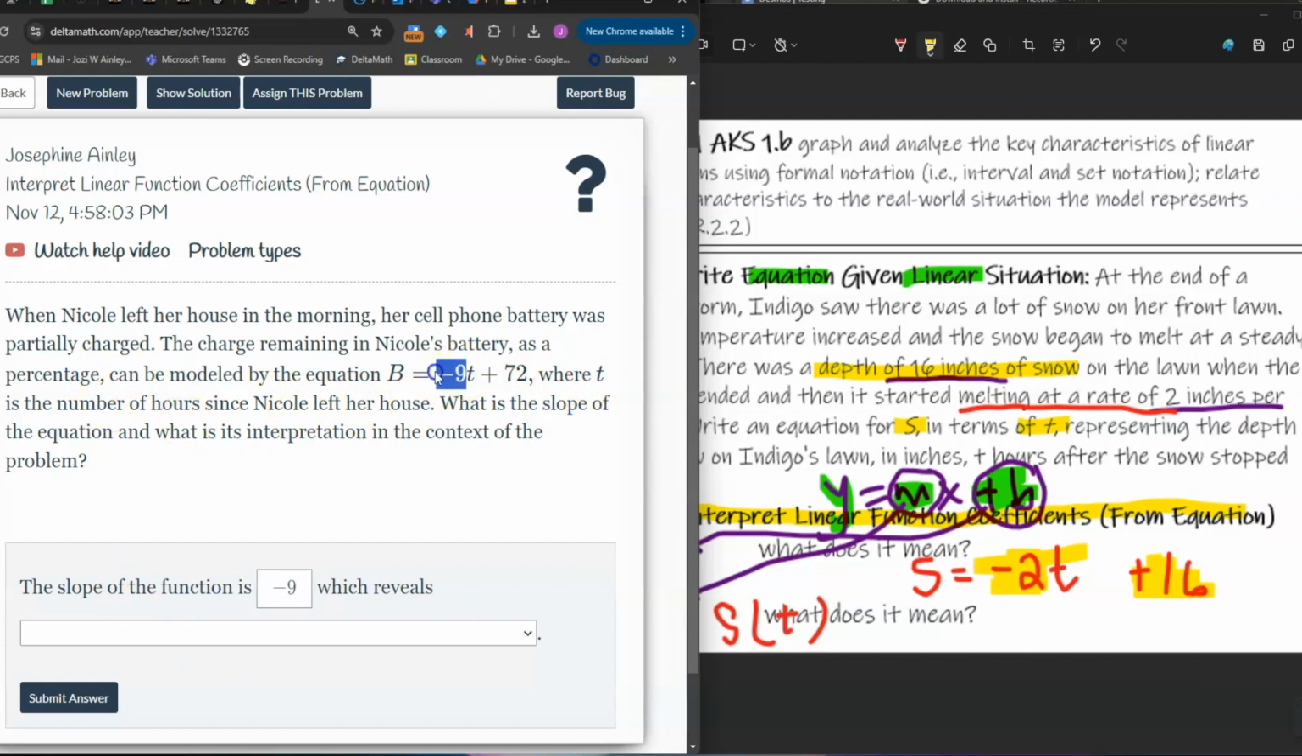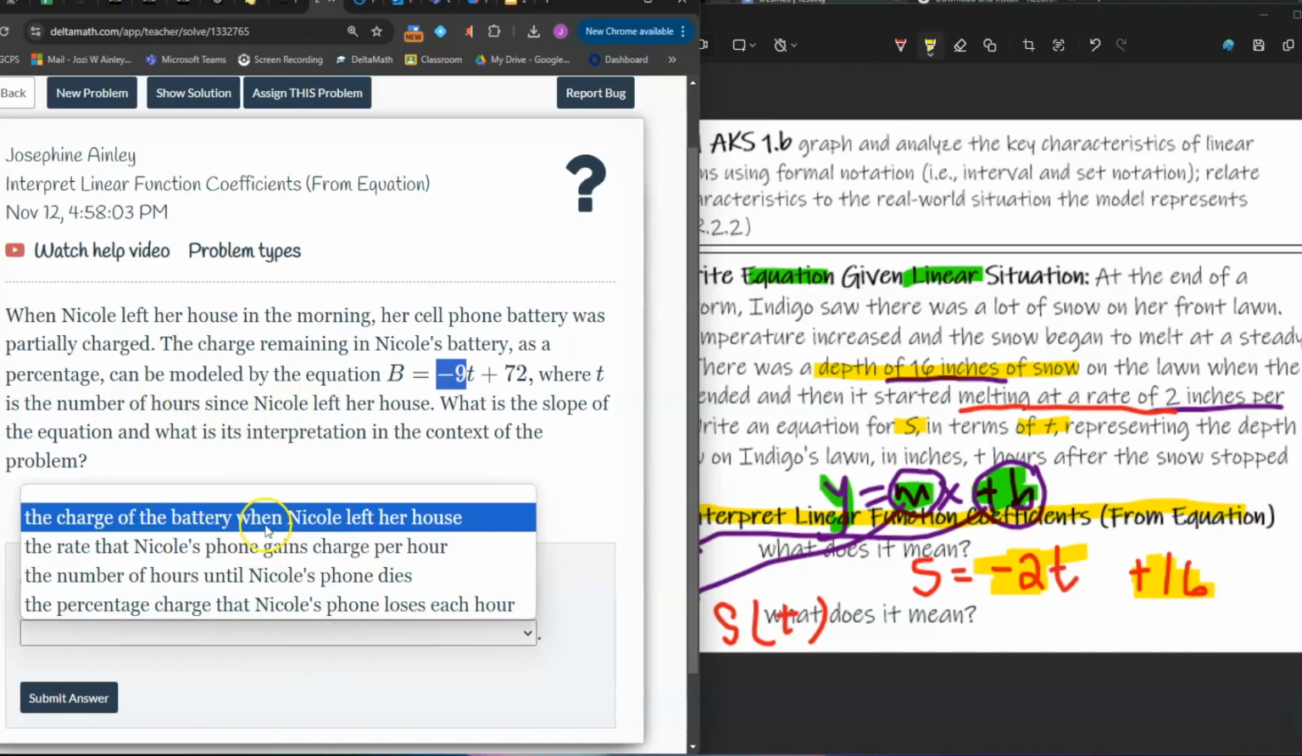So what is my slope? It's going down, my battery. I didn't have it fully charged, but it's going down by 9%, because it says in percentage, every hour. Well, I'm sorry, where T is the number of hours. So it's going down by 9% every hour. So that's what I'm looking for.